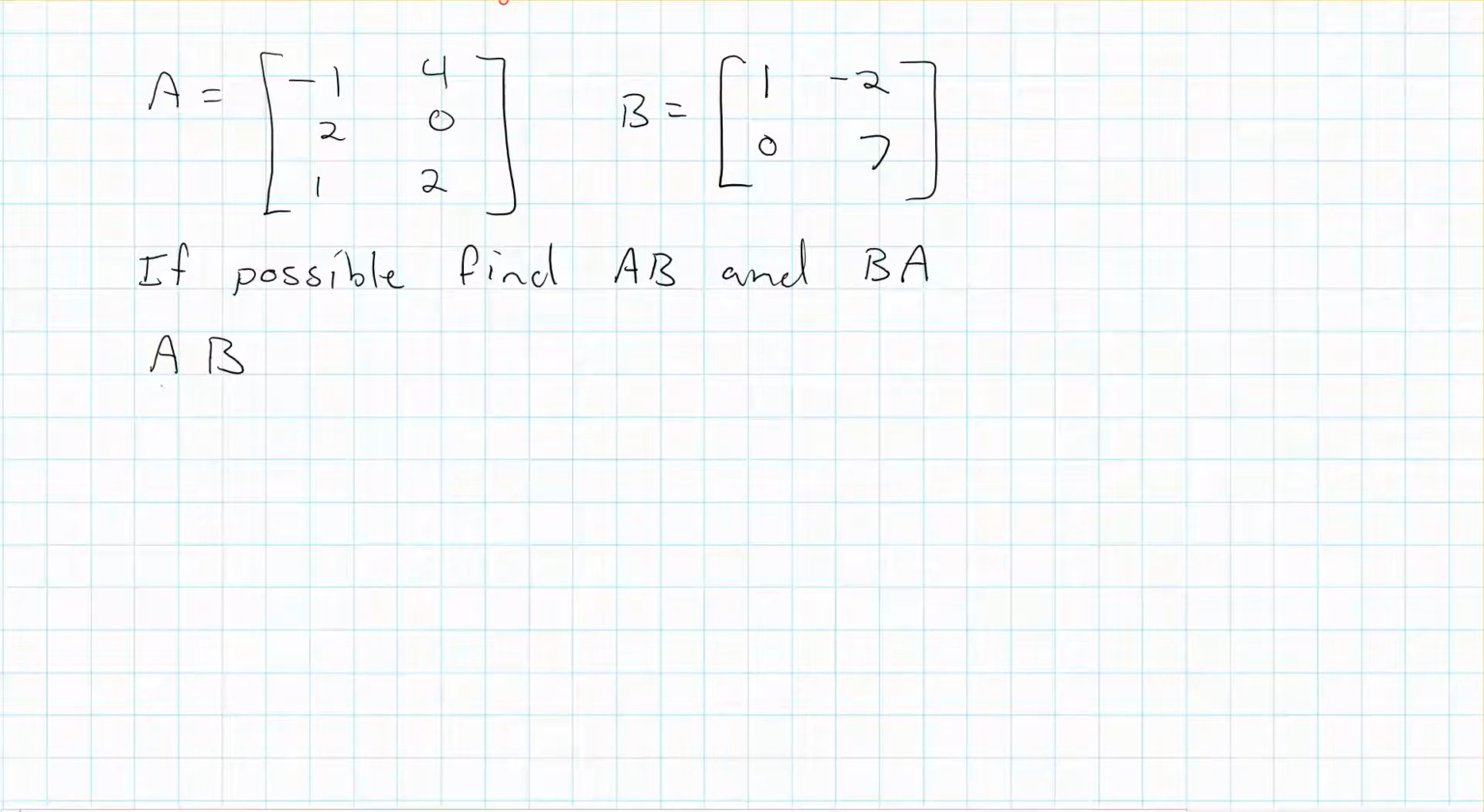Well, write down one of the products that you want to do, A times B. Then beneath that, write the order or the dimensions of the matrix. So matrix A is what? 3 rows, 2 columns. So matrix A is 3 by 2. Then write down the dimensions of matrix B. Matrix B is a 2 by 2 matrix. Now, to know if it's defined, these two numbers here have to be the same for multiplication to be defined.